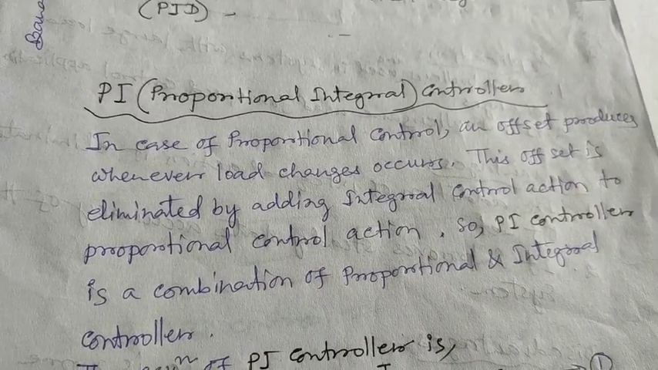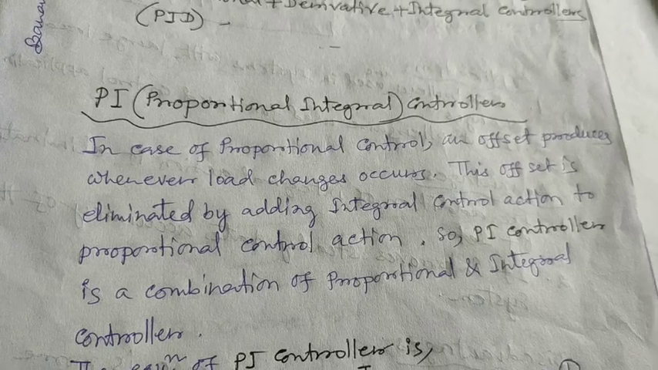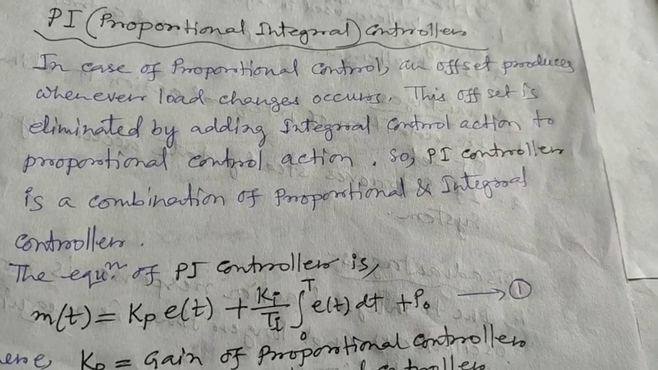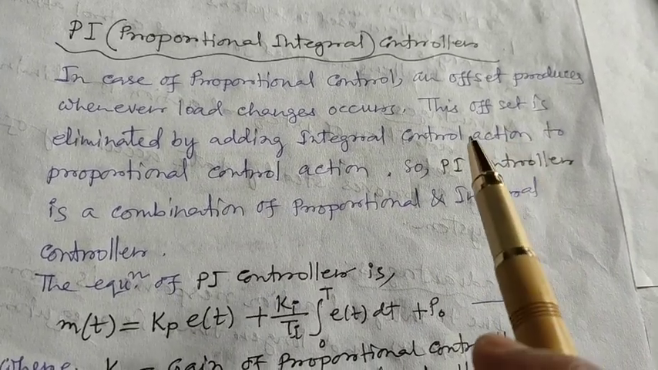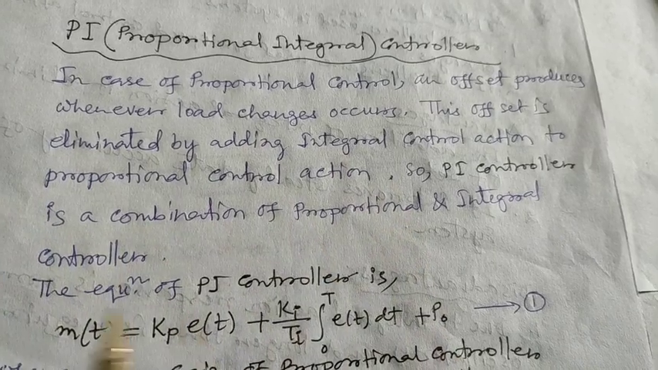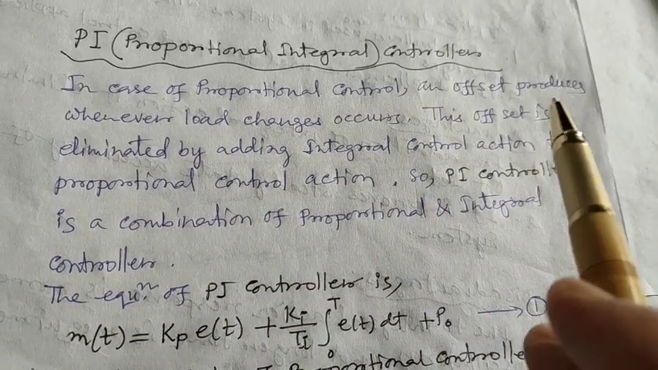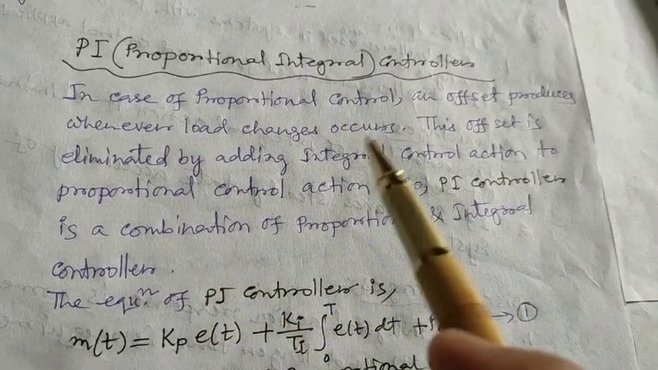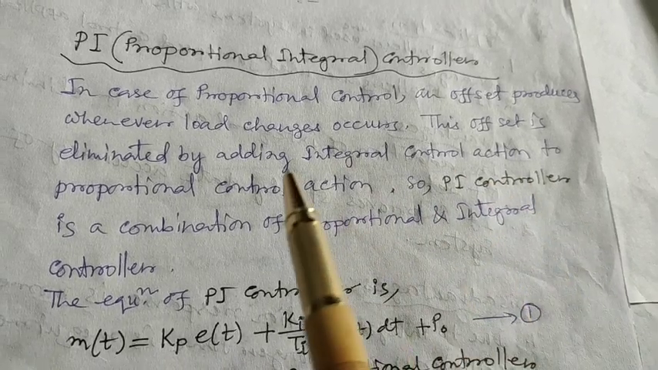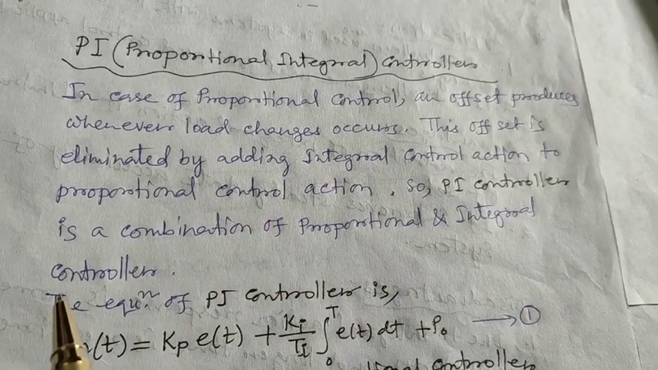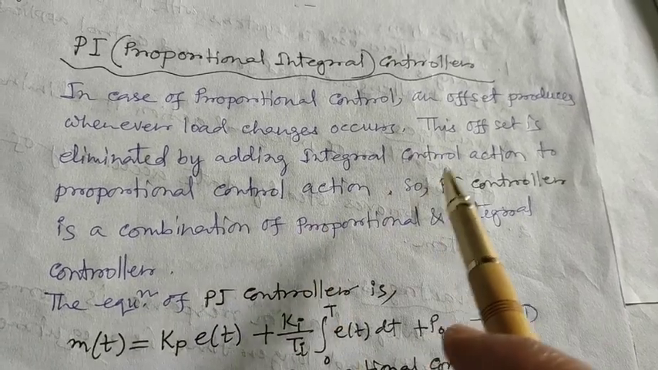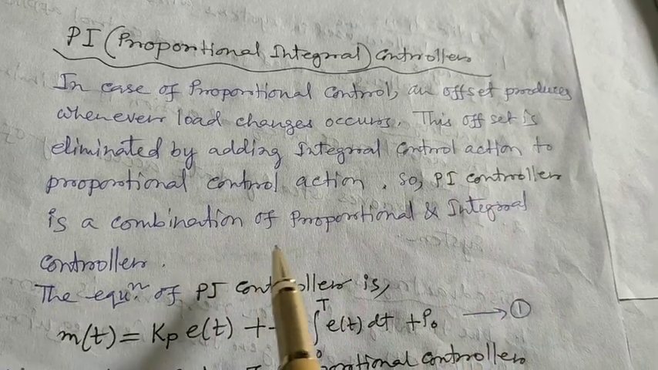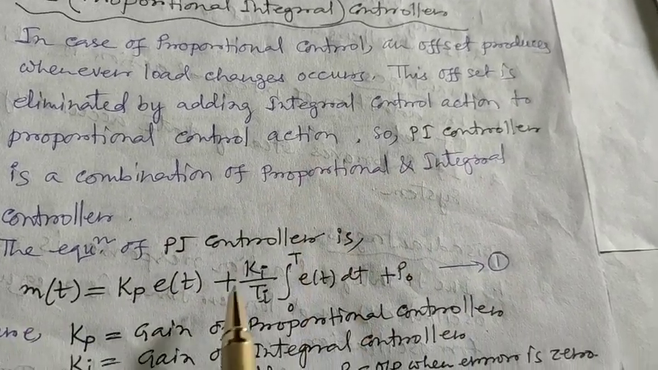Now, what are proportional integral controllers? That means PI controllers. In a proportional controller, as you know from my previous lectures, an offset is produced when load changes occur. This offset is eliminated by adding integral control action. To minimize the error, integral control action is added to proportional control action. So a PI controller is a combination of proportional and integral controller.